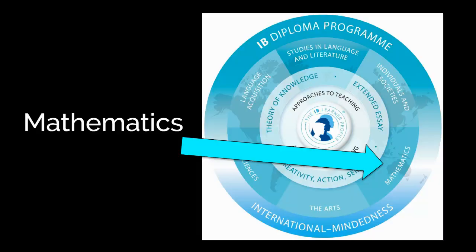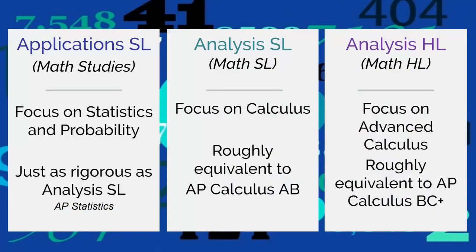When selecting a math course, your student's current math teacher is really the best expert to consult. They know his or her current abilities and which course may best play into their strengths. In math, students can choose from 3 different courses: Applications SL, which focuses on statistics and probability; Analysis SL, which is similar to an AB calculus course; or Analysis HL, which is more like a BC calculus course. The IB has stated that colleges respect both analysis and applications courses equally, and that students should make decisions based on what interests them.